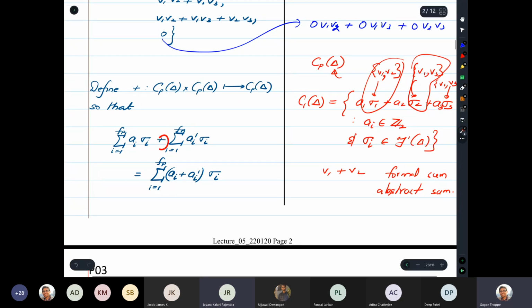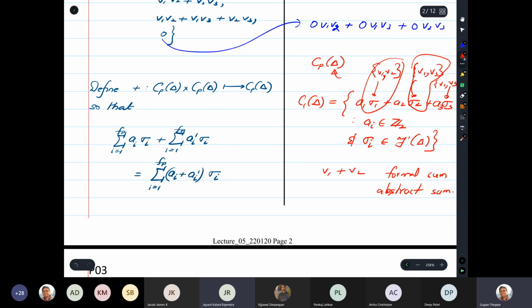So here is the addition, and here are two inputs from CP delta. Let's look at the two different inputs. The first input is of the form sum over i equals 1 to FP of a_i sigma_i, and the second input is of the form sum over i equals 1 to FP of a_i prime sigma_i. So this is the first element from CP delta. I have chosen some a_i's, and in the second element from CP delta, I'm choosing some different a_i's, and I refer to them as a_i prime.